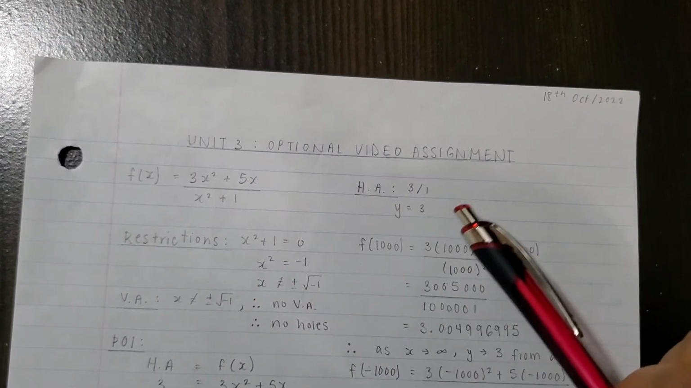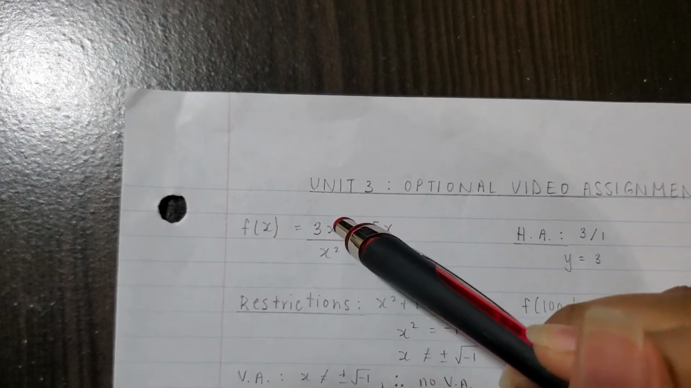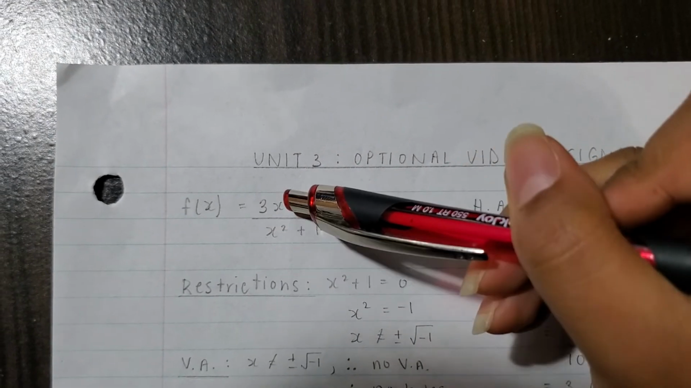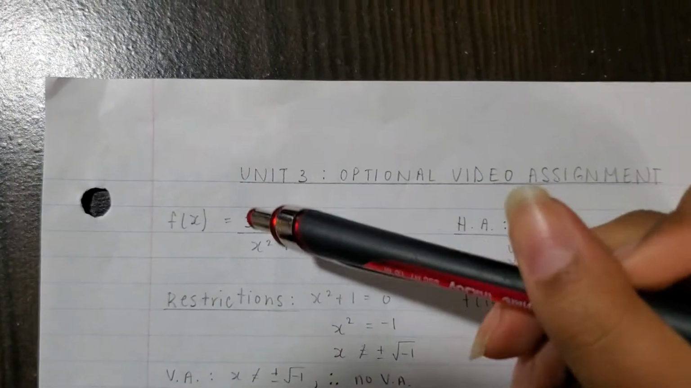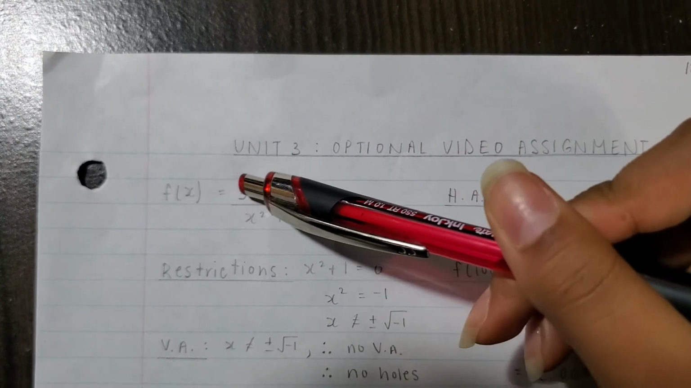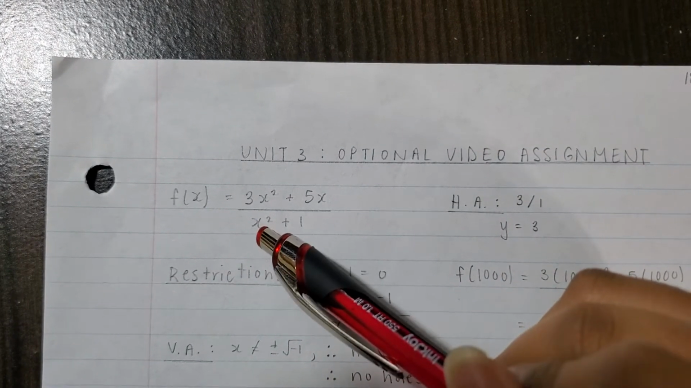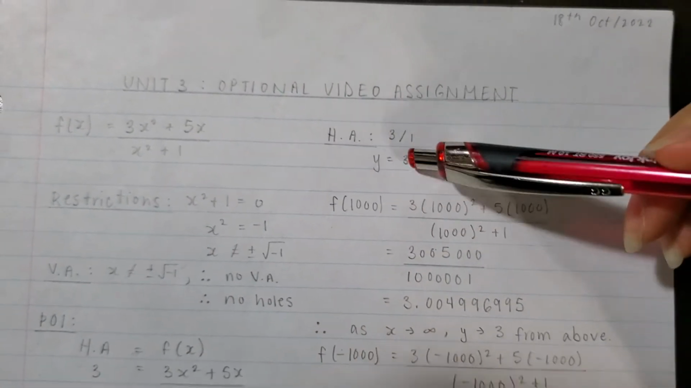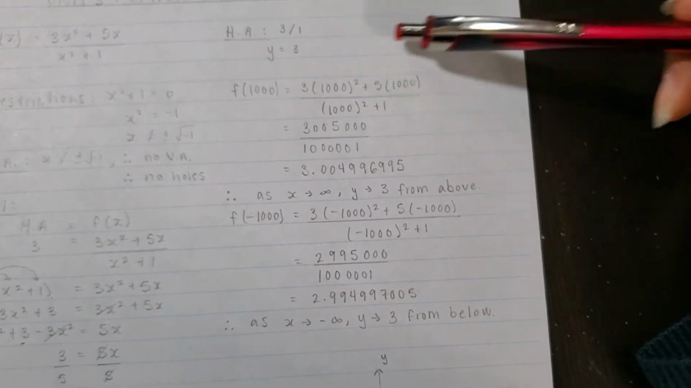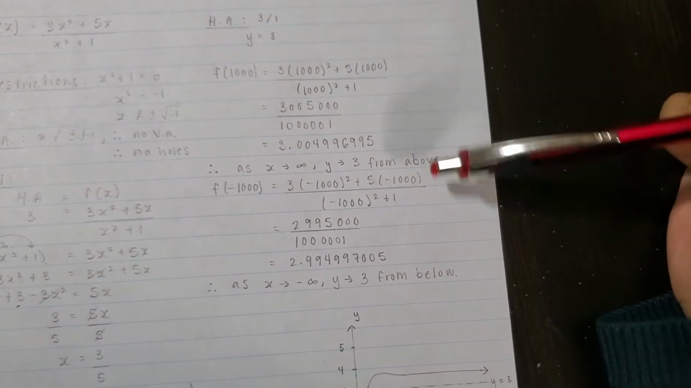After this, I tried to find my horizontal asymptote. I knew that there would be a horizontal asymptote because the degree in my numerator and denominator, which is 2 from this x squared over here, is the same in my numerator and denominator. So I took my leading coefficients, which are 3 in the numerator and 1 in the denominator in front of this x squared, and I divided them to get my horizontal asymptote, which is y is equal to 3.